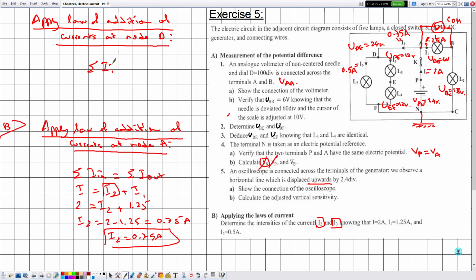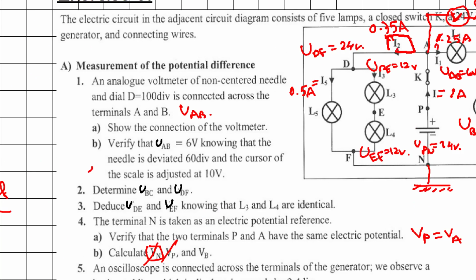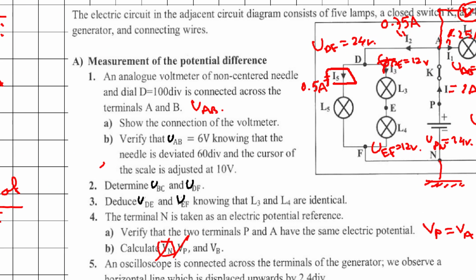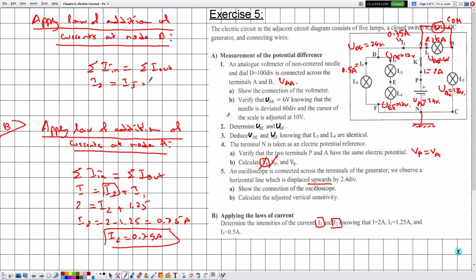Then summation of I in is equal to summation of I out. The current that is entering the node is given by I2. Leaving are given by I5 and I3. And we are interested in determining I3, so it's kept as a variable. I2 is given by 0.75, and this is equal to 0.5 plus I3. So I3 is given by 0.75 minus 0.5, which is equal to 0.25 amperes.